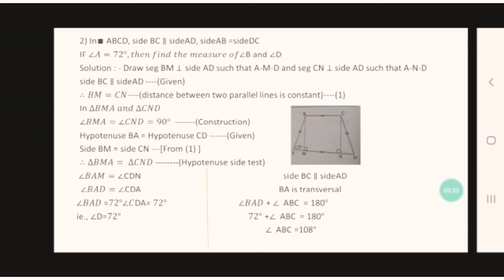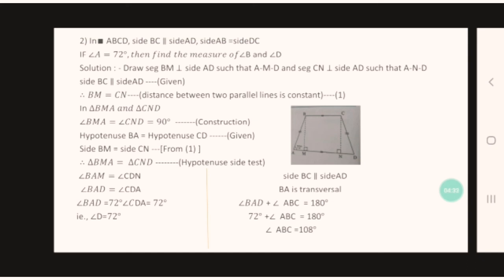In a quadrilateral ABCD, side BC is parallel to side AD, and AB is equal to DC, means it is which trapezium? It is an isosceles trapezium. Okay, and what we have to do, we have to prove that angle ABC is equal to angle DCB. Angle ACB is equal to angle DCB. These angles we have to prove that they are equal.